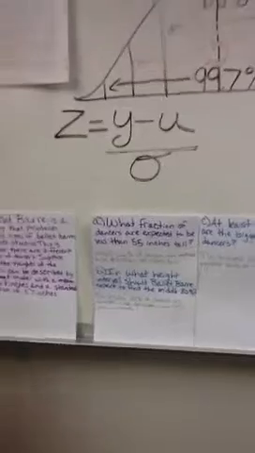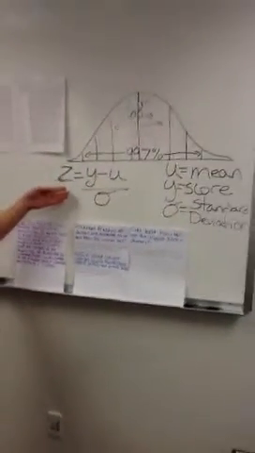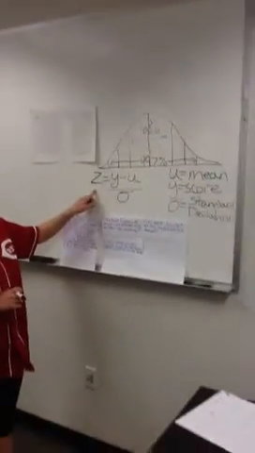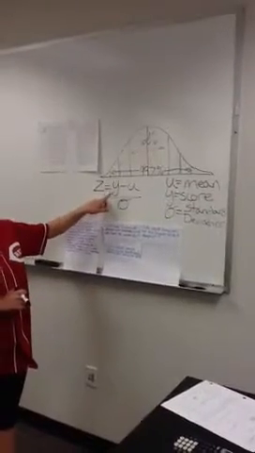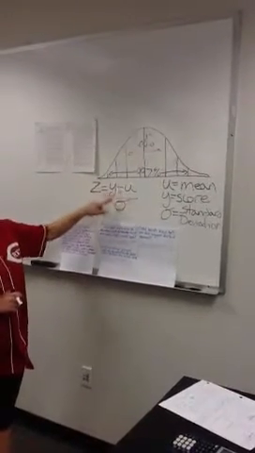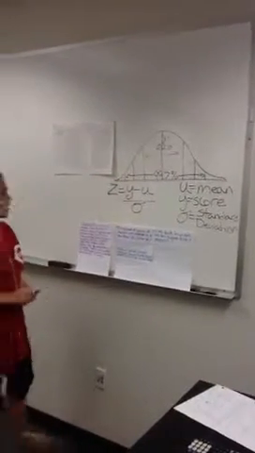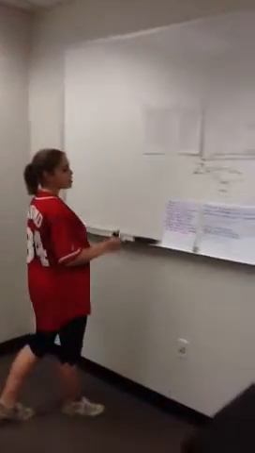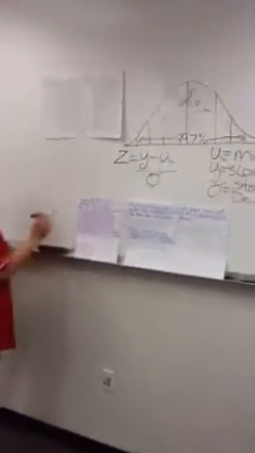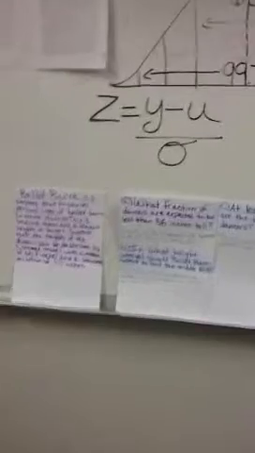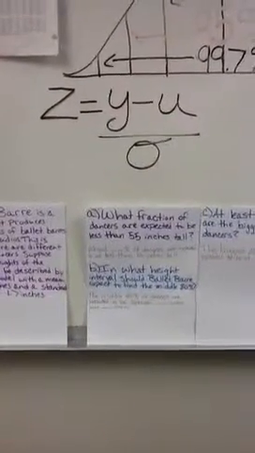For these problems, we use this formula. Z equals the score minus the mean over the standard deviation. First, we're going to plug in the numbers from our information. So we are going to try to find Z first.